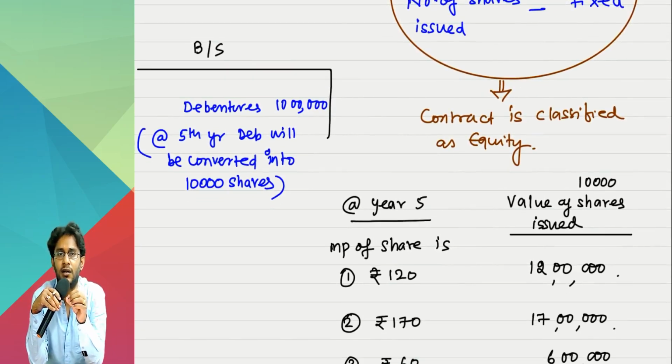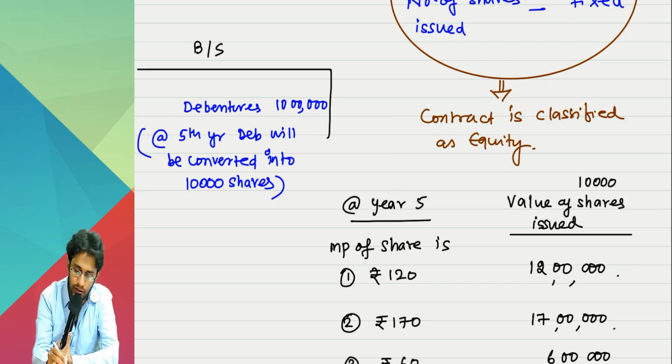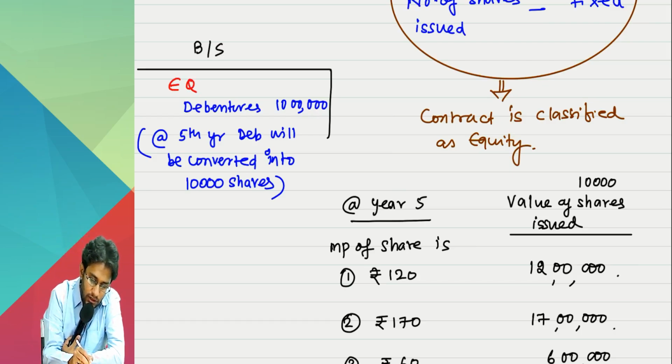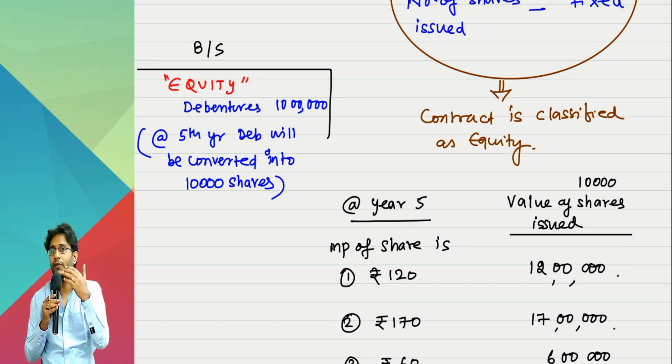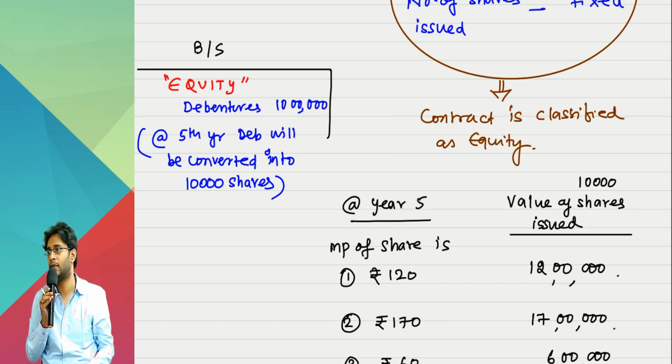Is the consideration the entity has received fixed? Entity has received, that is fixed. Is the number of shares to be issued also fixed? When both are fixed, a contract should be classified as an equity instrument. So this convertible debenture is not called a liability, it is called equity. We have seen in Schedule 3, equity and liability side, we have 3 headings: equity, non-current liability, current liability. The debenture's place is under the equity heading.